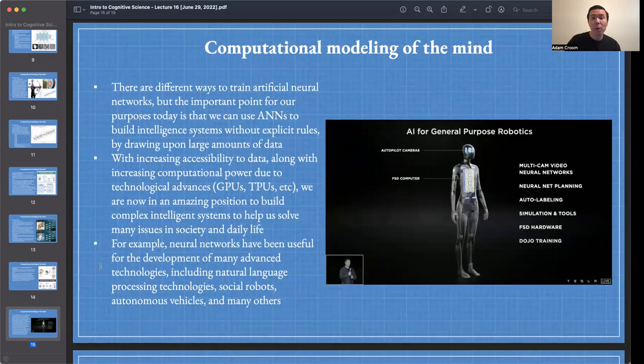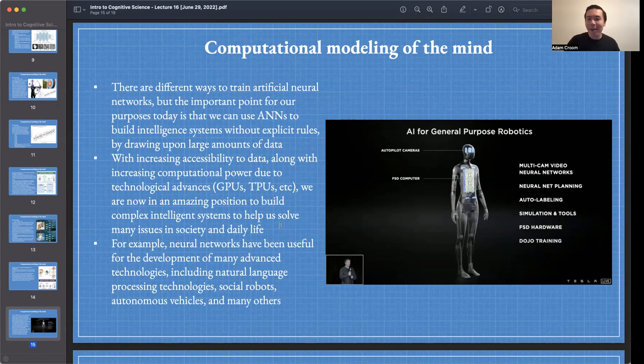So there are different ways to train artificial neural networks, but the important point for our purposes today is that we can use artificial neural networks to build intelligent systems without explicit rules by drawing upon large amounts of data. With increasing accessibility to data, along with increasing computational power due to technological advances, thanks to GPUs, TPUs, and so on, we're now in an amazing position to build complex, intelligent systems to help us solve many issues in society and daily life. For example, neural networks have been useful for the development of many advanced technologies, including natural language processing technologies, social robots, autonomous vehicles, and many others.